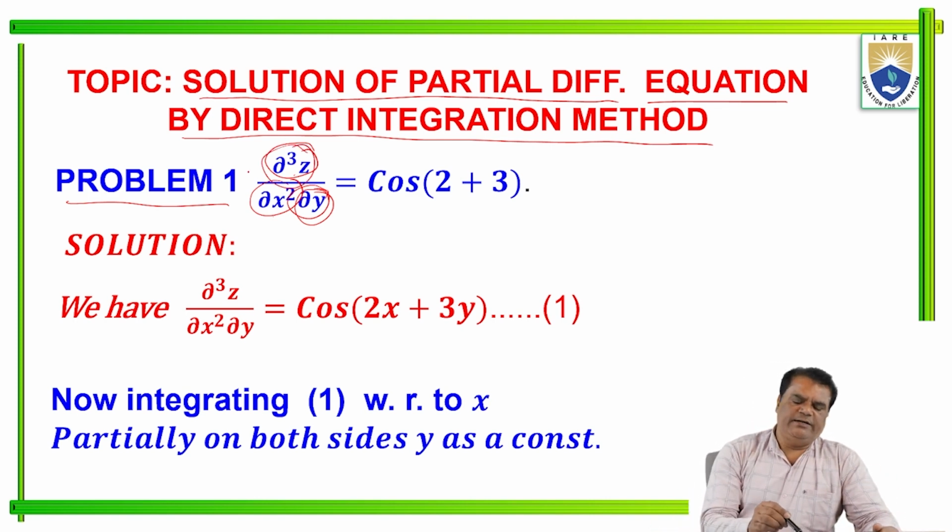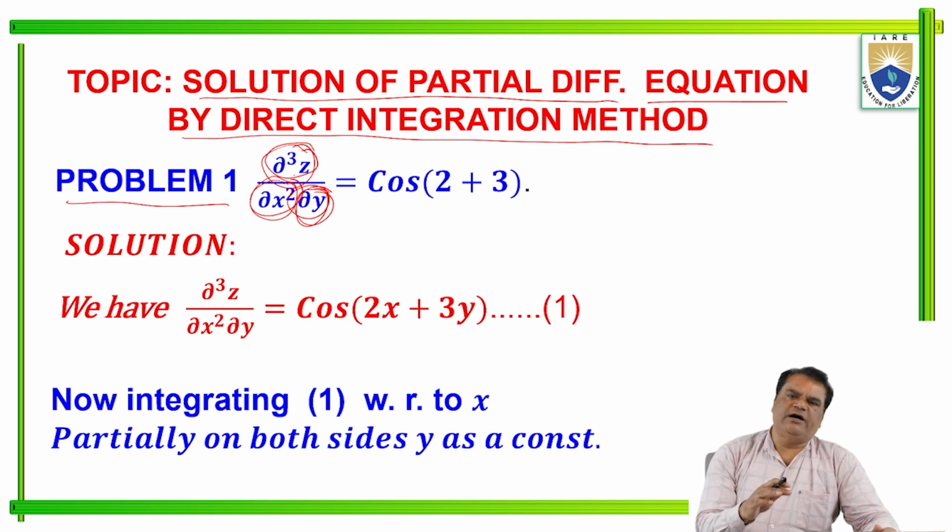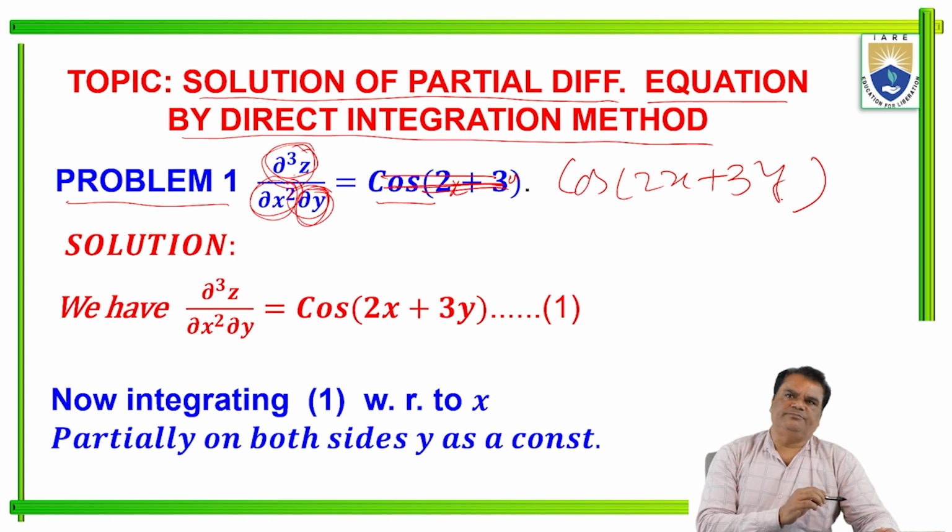So dou cube z over dou x square into dou y means two times differentiation of z with respect to x and one time differentiation of z with respect to y. And this is equal to the function cos of 2x plus 3y. Cos of 2x plus 3y, this function.